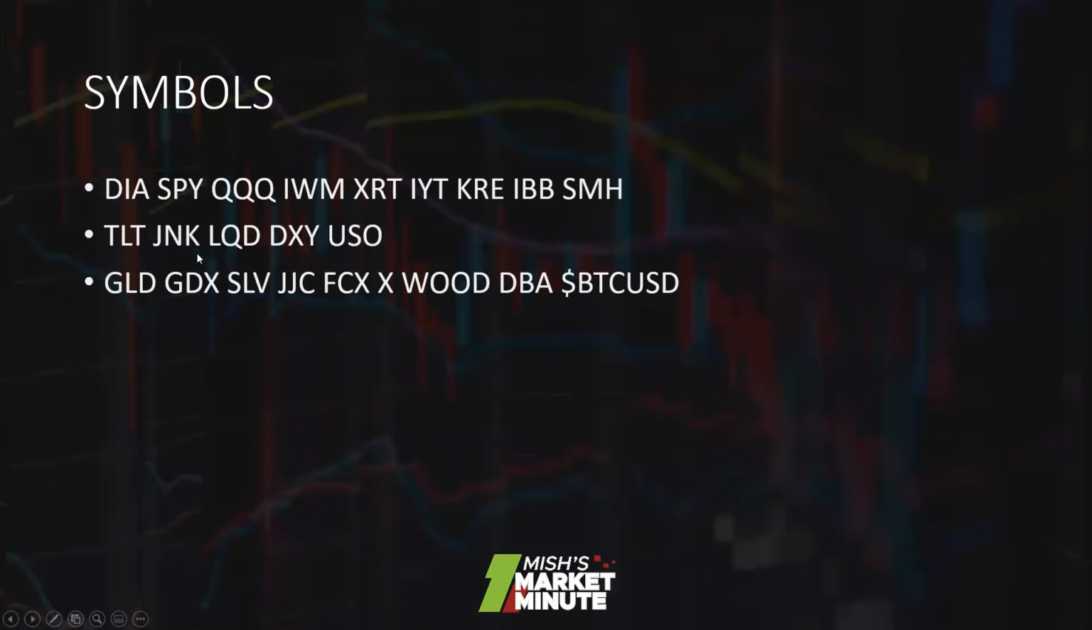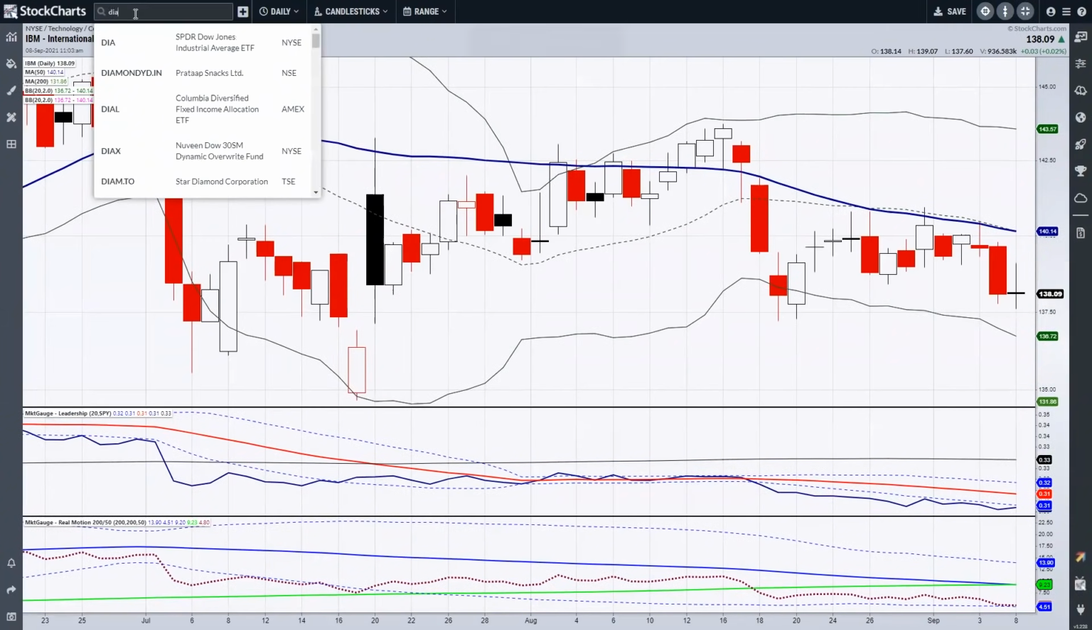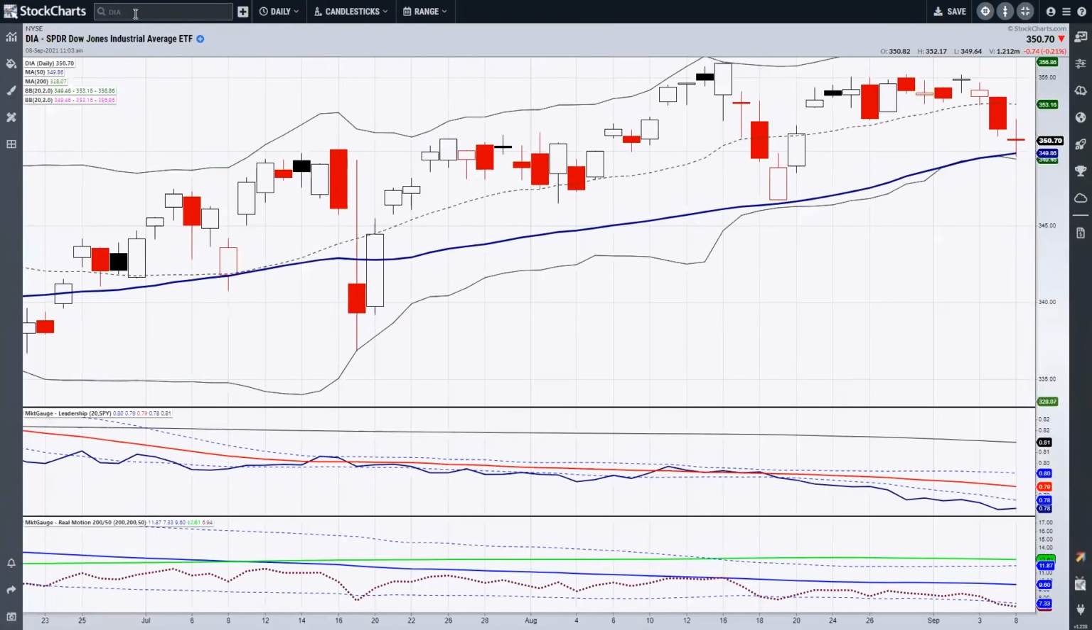So here you can see all the symbols. We can add to this second column here, VXX. We'll take a look at that as well. Okay, let's get started. So let's start with the Diamonds, which were actually, interestingly enough, as I'm talking to you, a little bit of the outperformer here. They're down on the day, but not by very much.